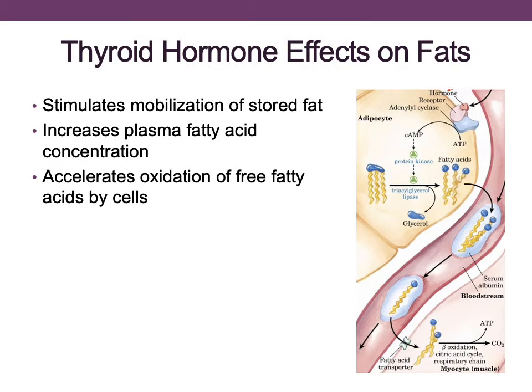Thyroid hormone effects on fats. Thyroid hormone stimulates mobilization of stored fat. It will increase plasma fatty acid concentration, and it will accelerate oxidation of free fatty acids by cells. So basically, thyroid hormone is trying to dump into the system all the substrates used for energy production between carbohydrates and fats.